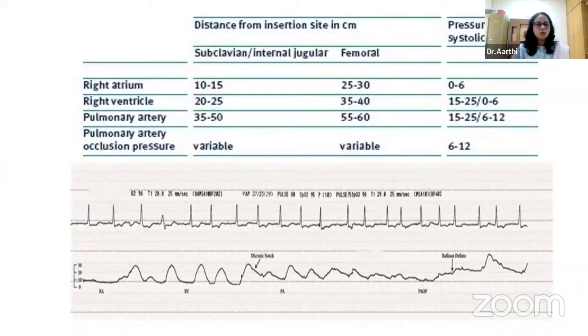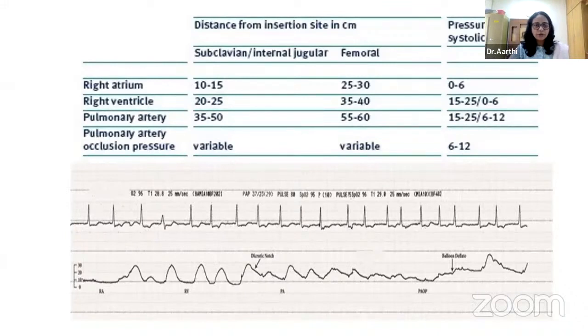artery catheters. So the right atrium is usually at 10 to 15 centimeters, the right ventricle at 20 to 25 centimeters of the catheter. The pulmonary artery is usually at 35 to 50 centimeters. So the normal right atrial pressures would be 0 to 6, where you see a central venous waveform. And once the right ventricle is reached, there is a systolic pressure upshoot up to 15 to 25 millimeters of mercury, and it reaches a baseline equal to the right atrial pressure.